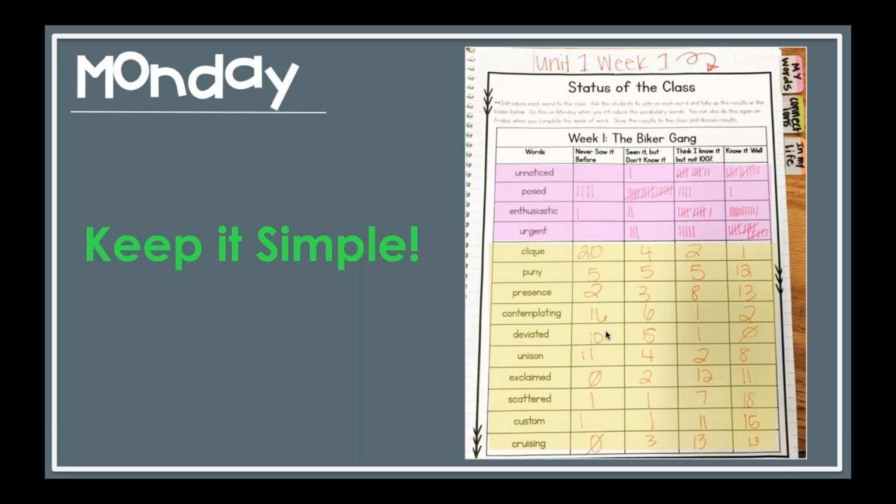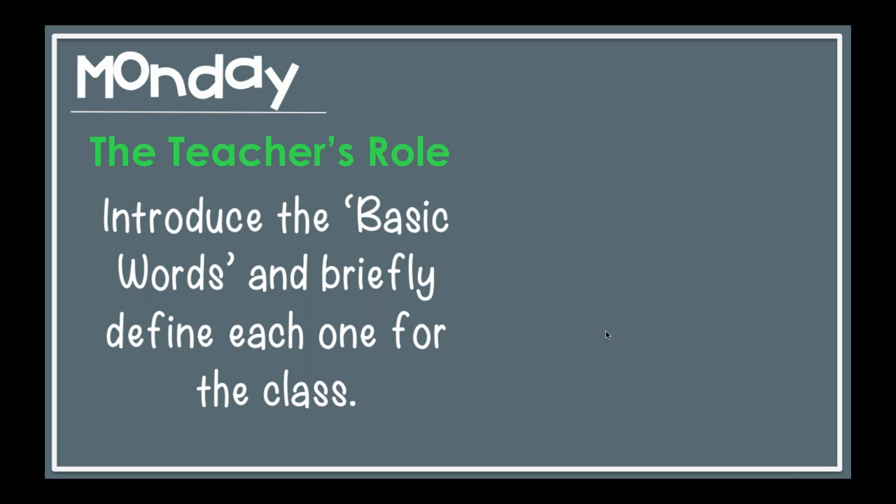Middle school is so clicky. What about contemplating? She had 16, and deviated, in unison. So she had a lot of kids that probably would need extra help with those words that week. So that's the status of the class. It usually takes, I don't know, 4 or 5 minutes to do, and then you'll go into the lesson for the day.